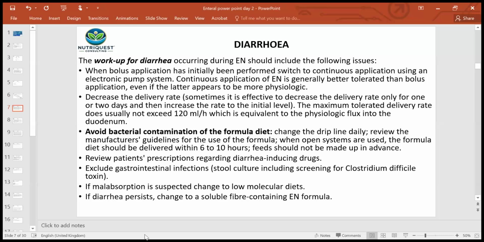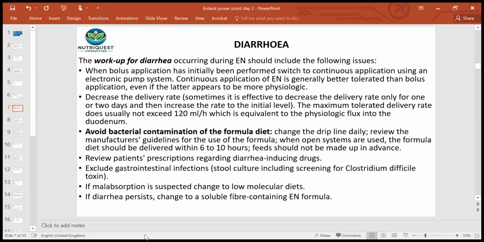Nowadays we have what we call gravity sets. Because an electronic pump system is quite expensive and some facilities do not have them, the gravity set is the ideal one to use for such patients. I'll be able to share pictures so you can see them. Continuous application of enteral nutrition is generally better tolerated than bolus application, even if the latter appears to be more physiologic. So even if bolus is good, continuous is the best because it is well tolerated. Then the second thing that you need to do is decrease the delivery rate.